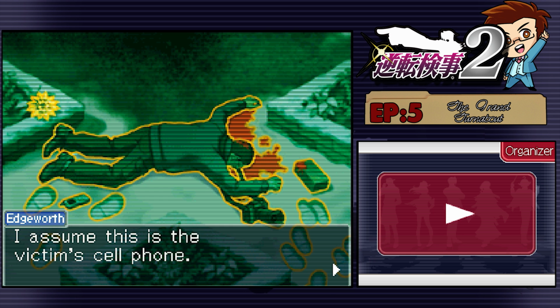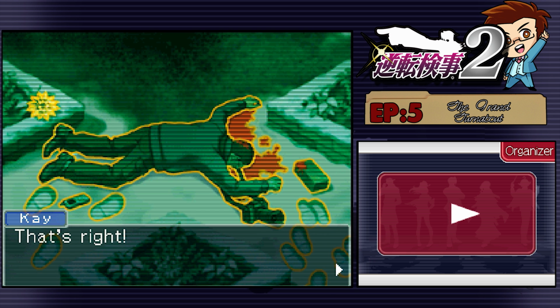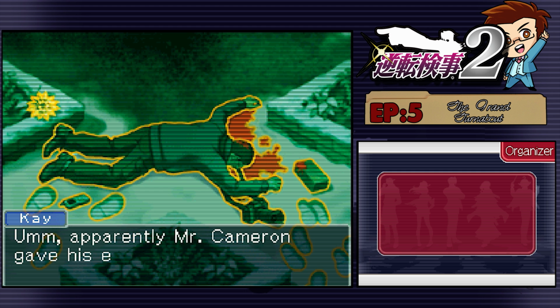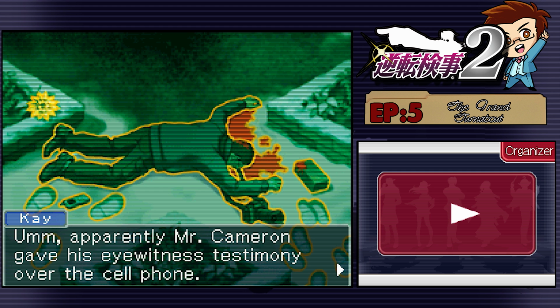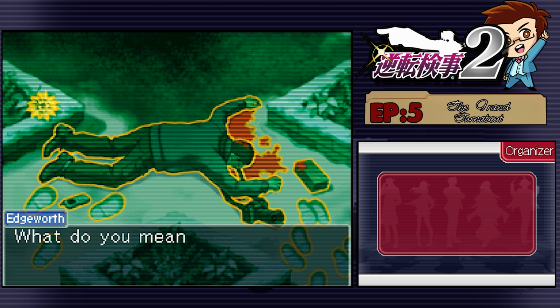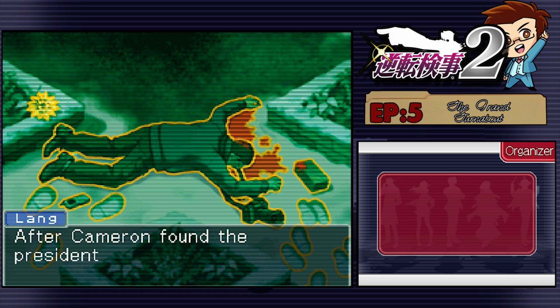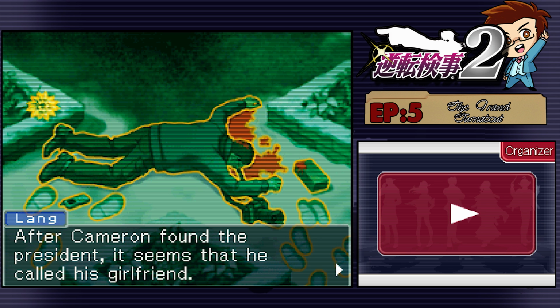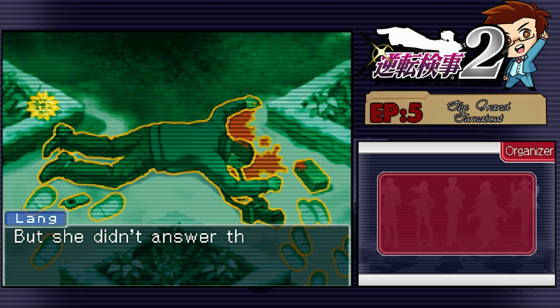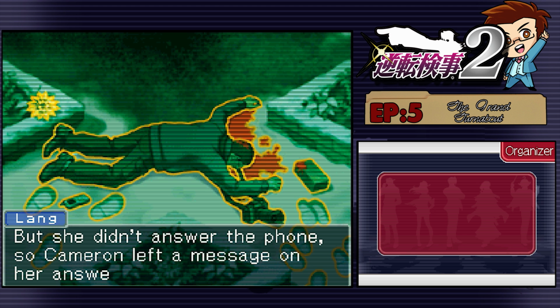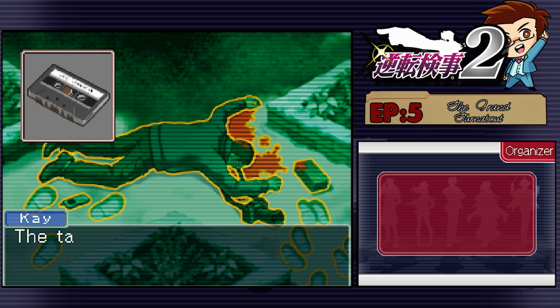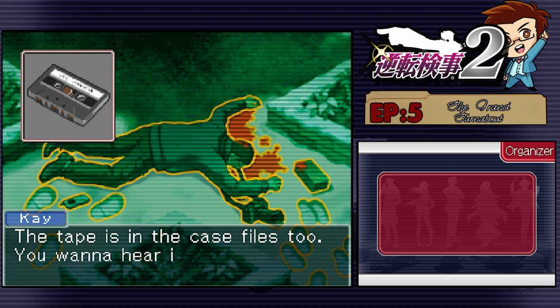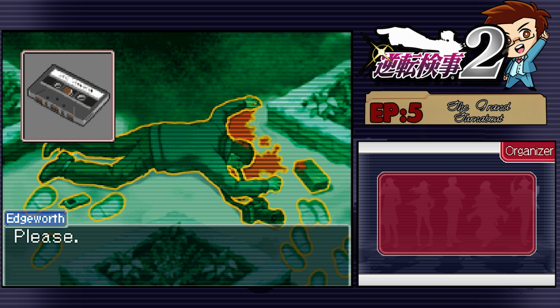I assume this is the victim's cell phone. Apparently, Mr. Cameron gave his eyewitness testimony over the cell phone. What do you mean by over the cell phone? After Cameron found the president, it seems that he called his girlfriend. But she didn't answer the phone, so Cameron left a message on an answering machine. The tape is in the case files too. You want to hear it?